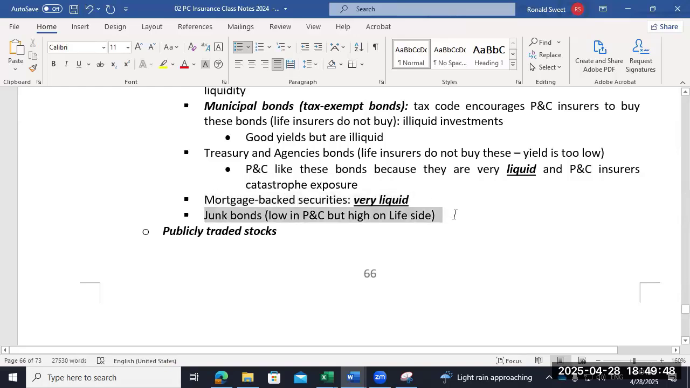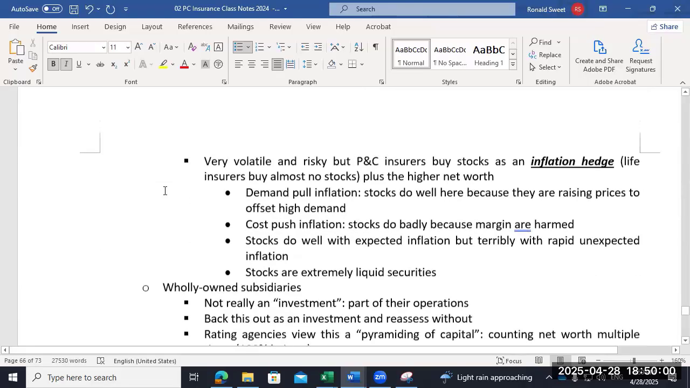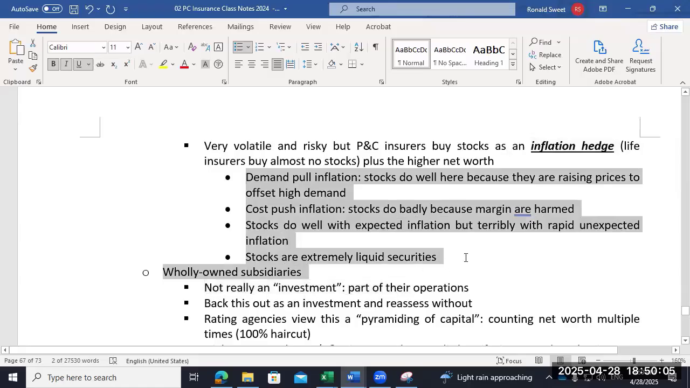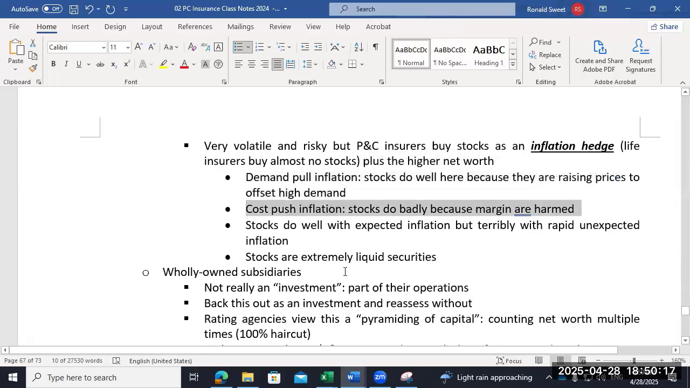They might buy junk bonds, but it's not as high on the property casualty side as it is on the life insurance side. Life insurance has a lot of junk bonds, just because they're competing on yield. They do buy publicly traded stocks, as I mentioned, for the inflation hedge, but it depends on the kind of inflation. Stocks do well if it's demand pull inflation. When inflation's going up because the economy is just really strong, stocks will do well. But if you have what we saw in 2022, where it's cost push because you have a supply chain disruption around the world and costs are just going up, stocks don't like that.